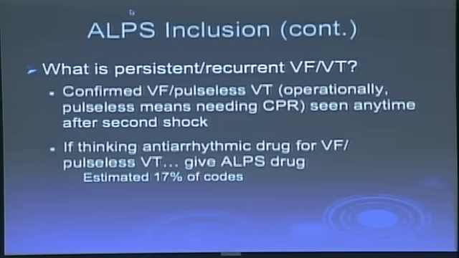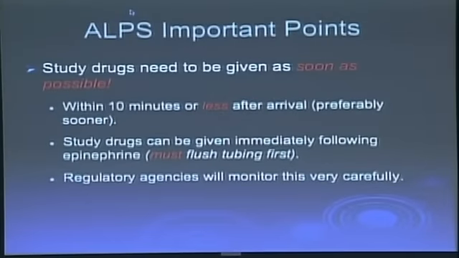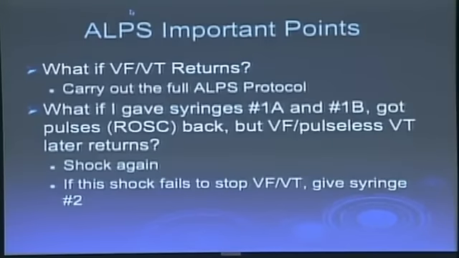So persistent recurring VFib, confirmed VFib, pulseless VTach. If you are at the point where you think they need an antiarrhythmic drug, that's when you give the ALPS drug. In our old protocol, when we were using amiodarone, we didn't give the amiodarone after the first shock. We didn't give it until well after the second shock usually. So when you're thinking of a drug, that's when we use the ROC drugs. It needs to be given as soon as possible, and we're doing very well, by the way, within 10 minutes or less. You can give it at the same time you give the epinephrine.